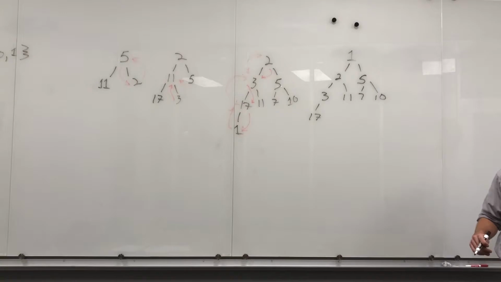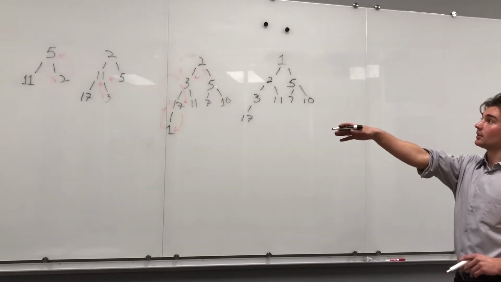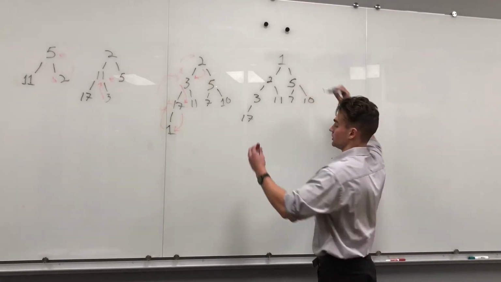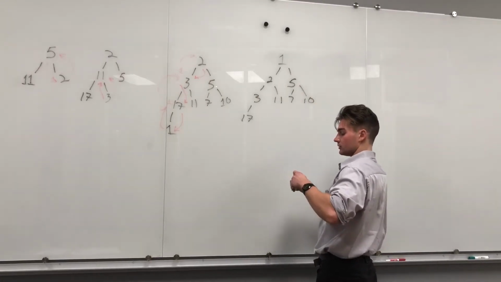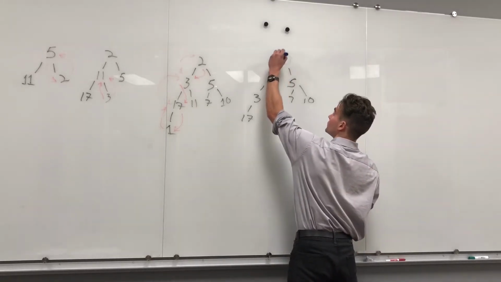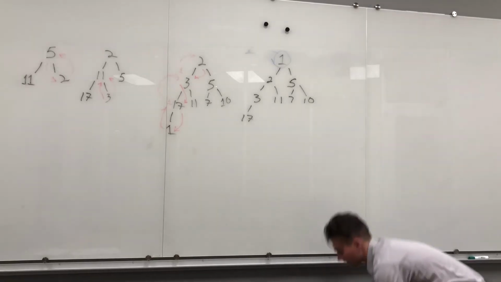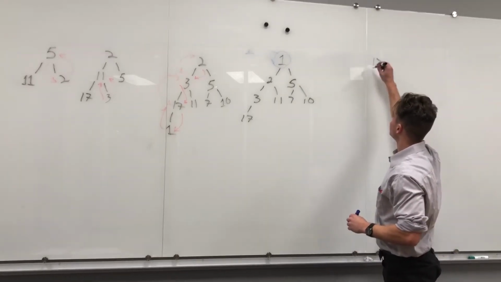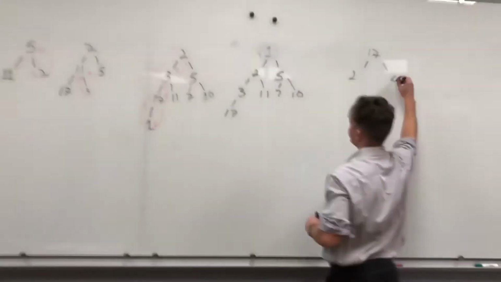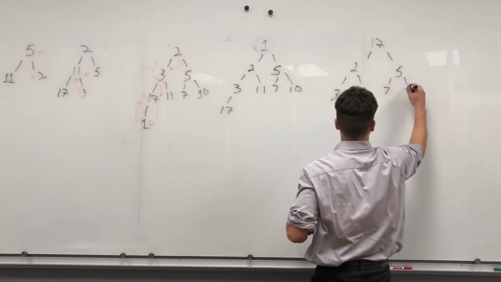Next, we are going to grab the highest priority element, which is this 1. So we are going to switch our colors, and we're going to grab the root. Boop, we kick it out. We grab the last element in the array, which is 17, and we put it at the root. So now we have 17, 2, 5, 3, 11, 7, and 10.